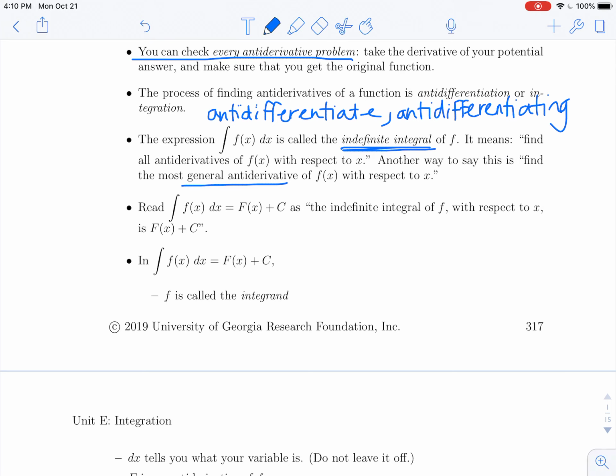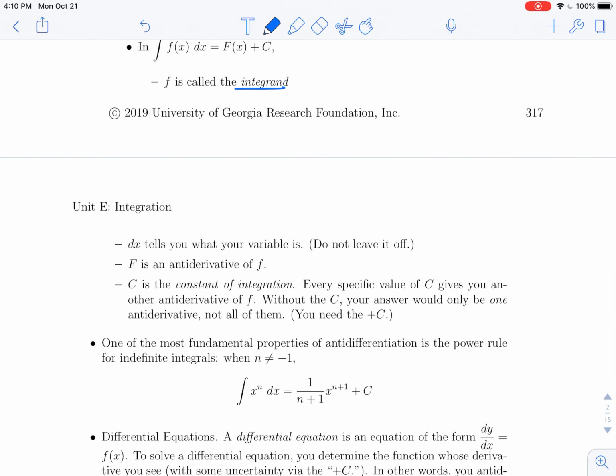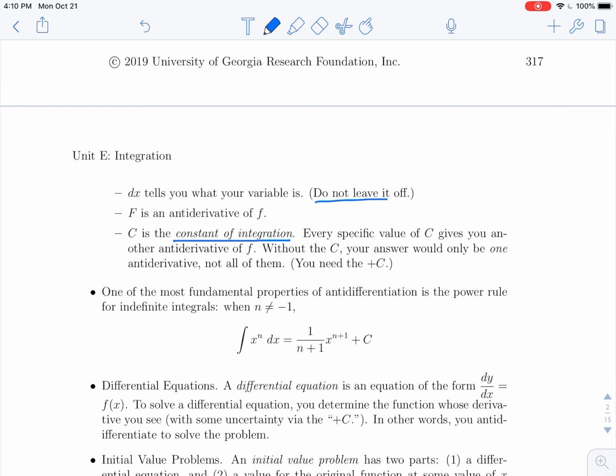And this next point is, read this: the integral of f of x dx equals capital F of x plus c as the indefinite integral of f with respect to x is capital F of x plus c. In that expression, little f is called the integrand. Dx tells you what your variable is. Do not leave it off. Capital F is an antiderivative of little f. And then c is called the constant of integration. Every specific value of c gives you another antiderivative of little f. Without the c, your answer would only be one antiderivative, not all of them. So you need the plus c.